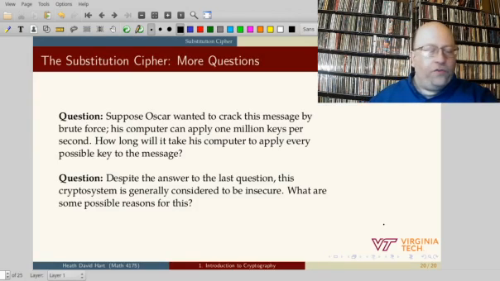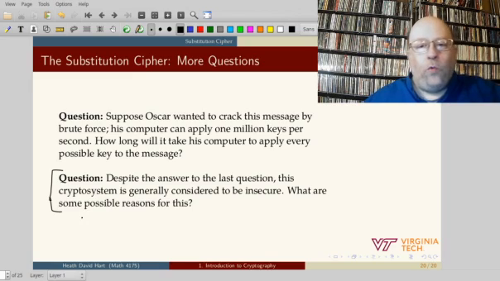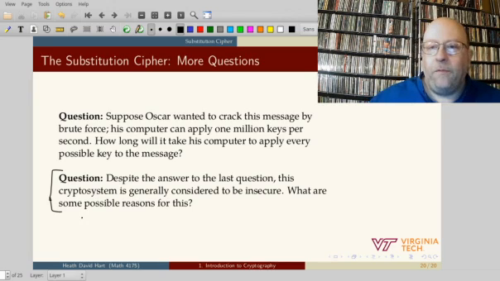My last question is, though, that despite the fact that it takes a very long time to break this by brute force, the substitution cipher is considered to be insecure. What are some possible reasons for this? I'm not going to answer this question today. I want you to think about it and come up with some reasons why you believe the crypto system, the substitution cipher, can be broken faster than brute force. And what are the features of it that make it insecure? So think about this. Be ready to discuss this. We will be meeting soon, and I'm hoping that we can get some discussion out of that.